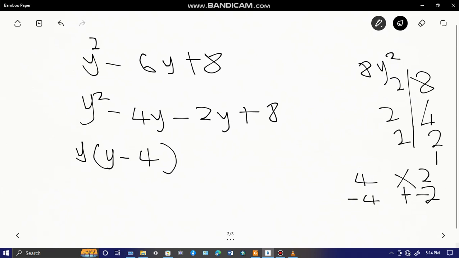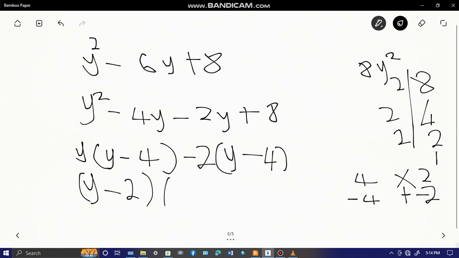And then the common factor between 2y and 8 would be a negative 2. Negative 2 into negative 2y, you get a y. Negative 2 into 8, you get a minus 4. So we have y minus 2 and y minus 4. Reaching this stage means you have factorized that expression.